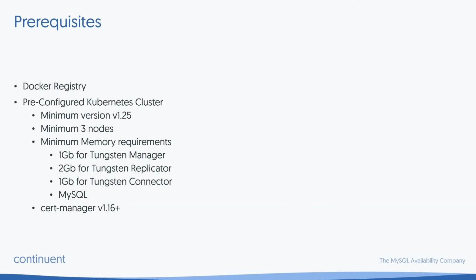So let's take a look at what the prerequisites are. First of all, you need a Docker registry, and this is where we load all of the packages and the software into to enable you to deploy the software into your Kubernetes environment. You obviously need a pre-configured Kubernetes cluster. The minimum version we require is version 1.25. We recommend a minimum of 3 nodes. And in terms of the memory requirements, you would need at least 1 gig for the Tungsten Manager processes, 2 gig for Tungsten Replicator, 1 gig for the Tungsten Connector.